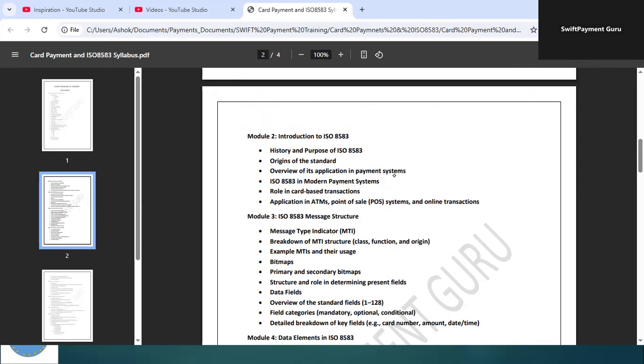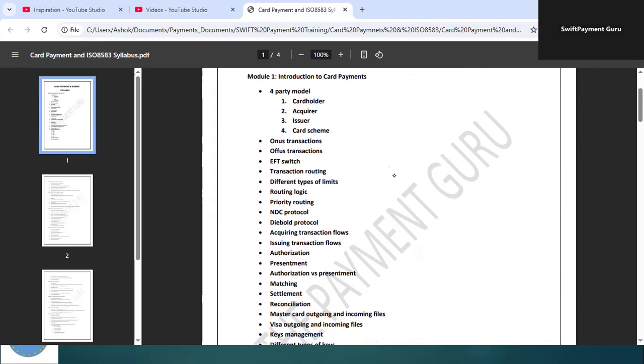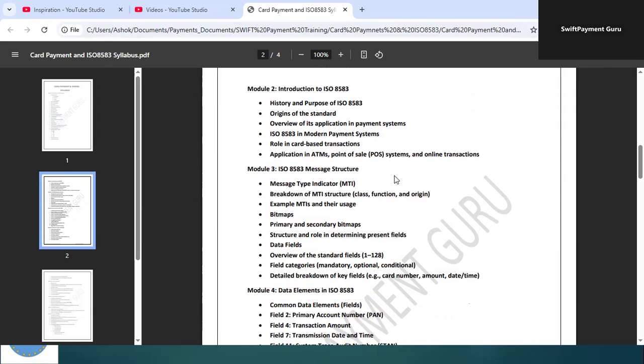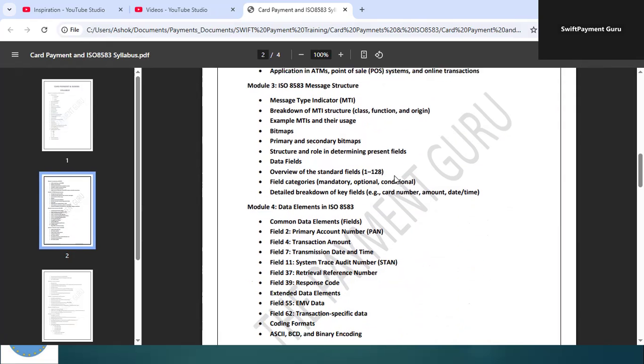So we'll learn about the first part, which is card payments and its processes and basics. The second part of this training is where we learn about ISO 8583 messages, various messages and their use cases as well. That includes a brief description of ISO 8583: history and purpose, origins of the standard, overview of its application in payment systems, ISO 8583 in a modern payment system, role in card-based transactions, and application in ATMs, point of sales, and online transactions.